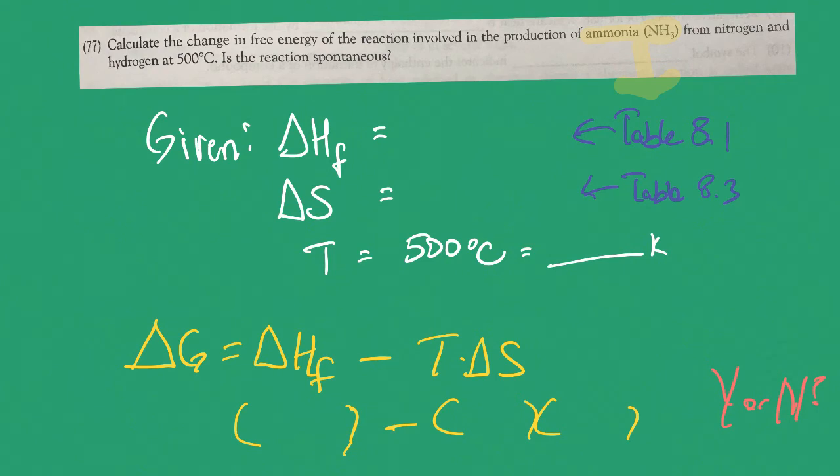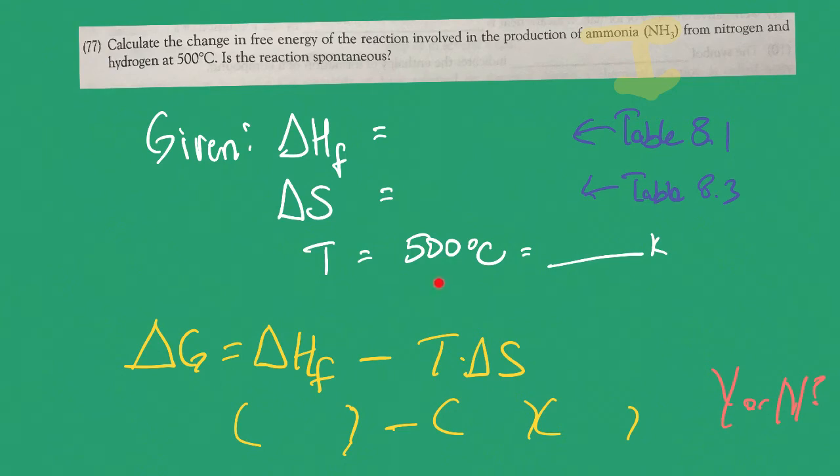So I'm not going to do this for you. I want you to look up table 8.1, find ammonia. Write the number down. Be sure you keep track of whether it's positive or negative. Delta S, you're going to look that up from table 8.3. Write that down. Make sure you keep track as well, positive or negative.